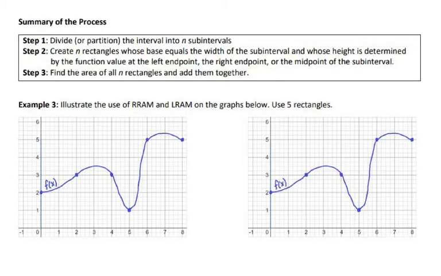Okay, so to do the rectangular approximation method, you're going to follow these steps. Step 1, divide or partition the interval into however many subintervals the question asks for. It usually directs you specifically with how many either subintervals or rectangles it requires. Step 2, create those rectangles whose base equals that given width that would come as a result of dividing the total change by the number of n subintervals, and then times the height, which will be determined by either using the left endpoint, the midpoint, or the right endpoint of the subinterval.